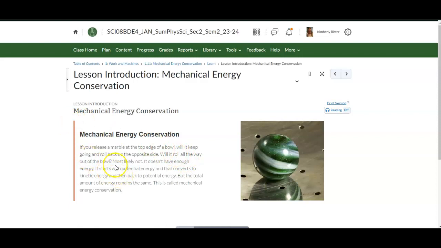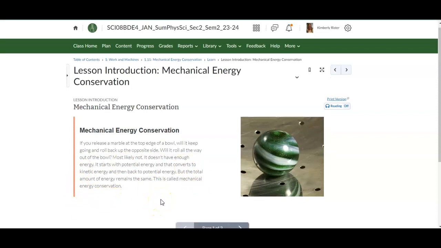So mechanical energy conservation. If you release a marble at the top edge of a bowl, will it keep going and rolling back up to the opposite side? Will it roll all the way out of the bowl? Most likely not. It doesn't have enough energy. It starts with potential energy, and that converts to kinetic energy, then back to potential energy. But the total amount of energy remains the same. And this is called mechanical energy conservation. So that's probably a good definition to go ahead and put in your notes.